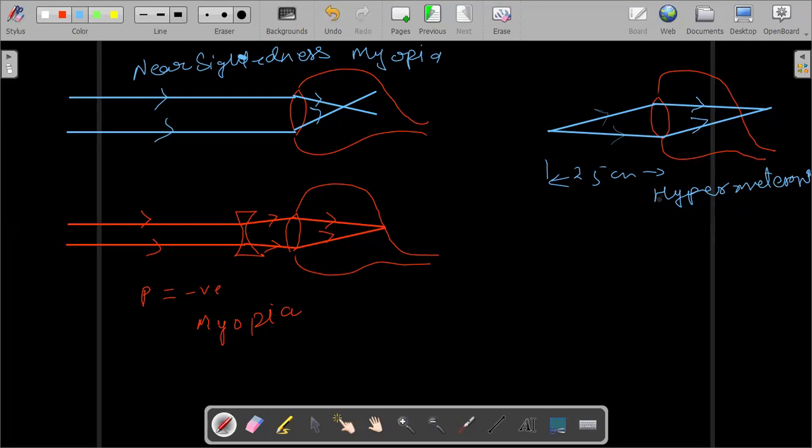To correct this, which type of lens will be used? Yeah, Aryan, which type of lens will be used? Convex. Okay. So here we'll be using a convex lens. Since our eye lens needs help in converging, we'll be using a convex lens here. We use a convex lens in front of our eye lens. Now this convex lens will converge the light rays.